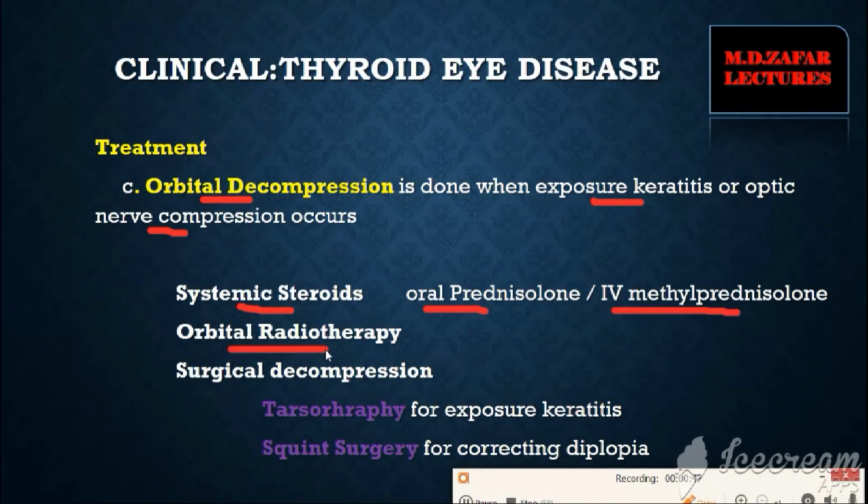Orbital radiotherapy is used when systemic steroids are contraindicated, and surgical decompression when both the medical managements have failed or are contraindicated. We have two surgeries. We have tarsorrhaphy in case of exposure keratitis, and squint surgery for the correction of diplopia.